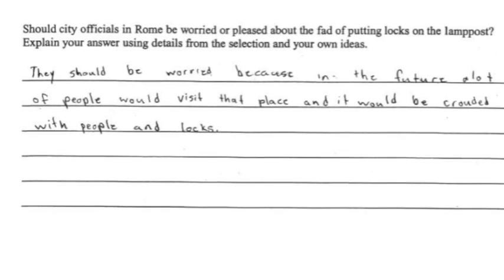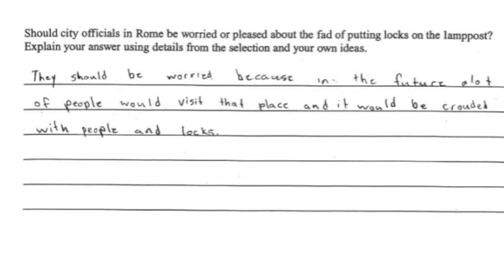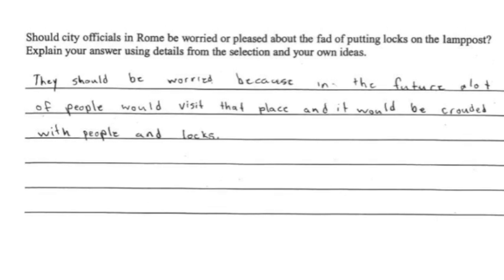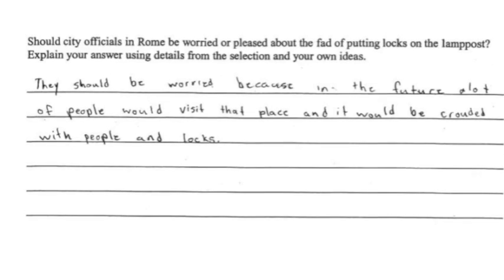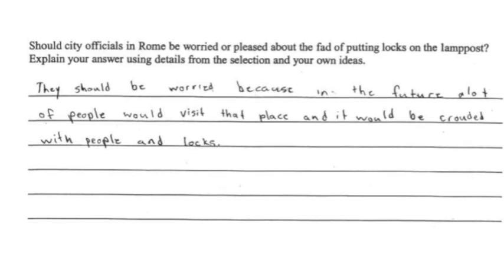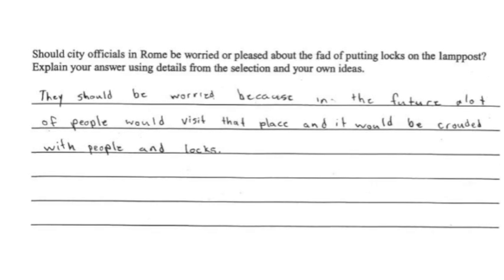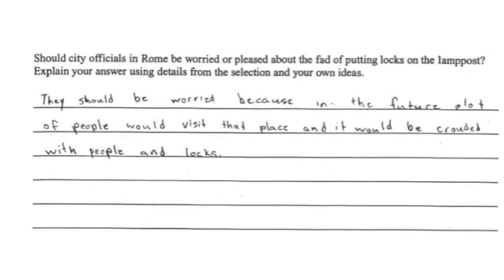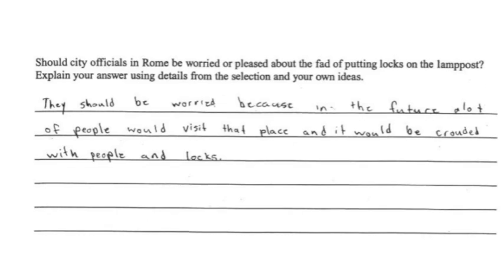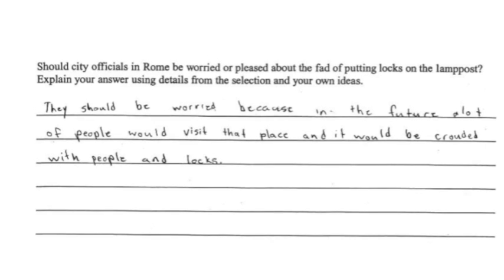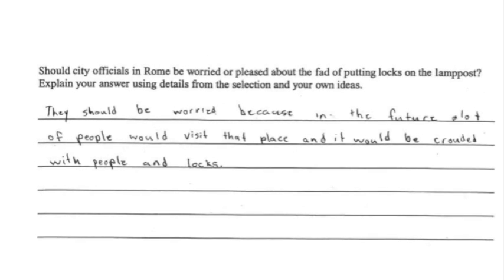The second example is a little bit better. It says, they should be worried because in the future, a lot of people would visit that place and it would be crowded with people and locks. A couple of things to note here. There are a couple of spelling mistakes. "A lot," for example, is not a word. "Crowded" should have a W in it.